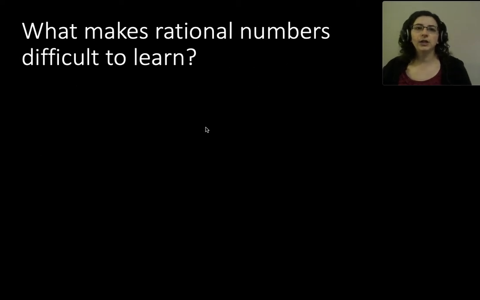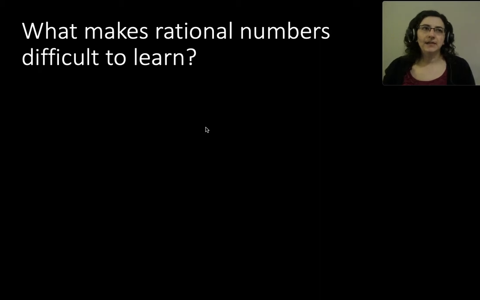So now I want to turn to rational numbers, and I wish that I could show you a study where I said, here's what children's brains look like before they learn about rational numbers, and here's what they look like after. We're just not at that point yet. But what we're trying to focus on here is just seeing if we can use neuroimaging to understand why rational numbers are so difficult to learn.